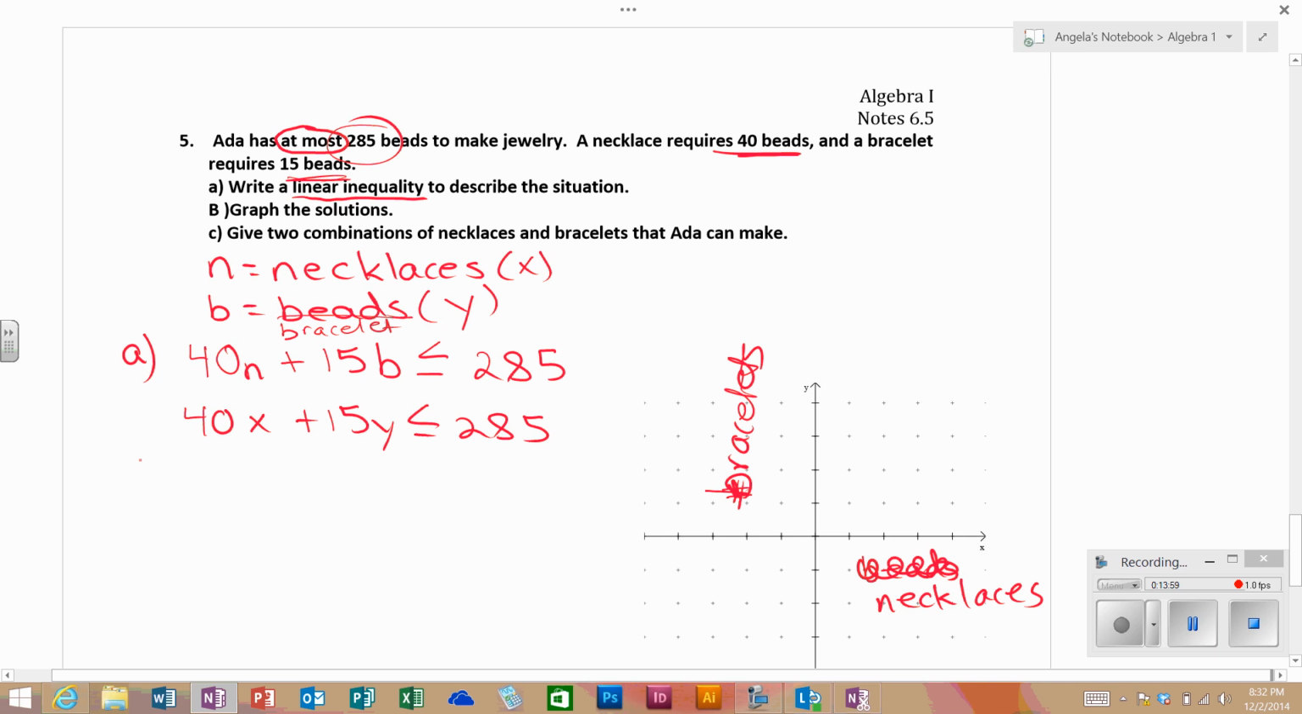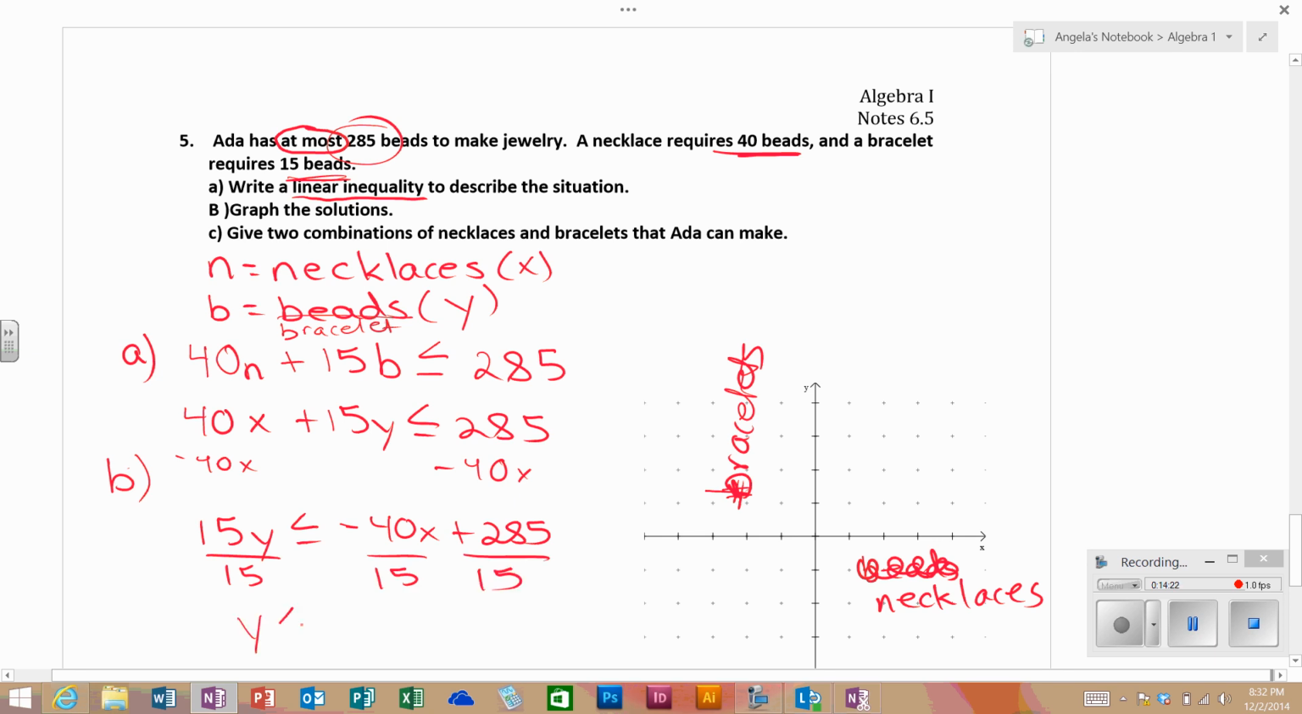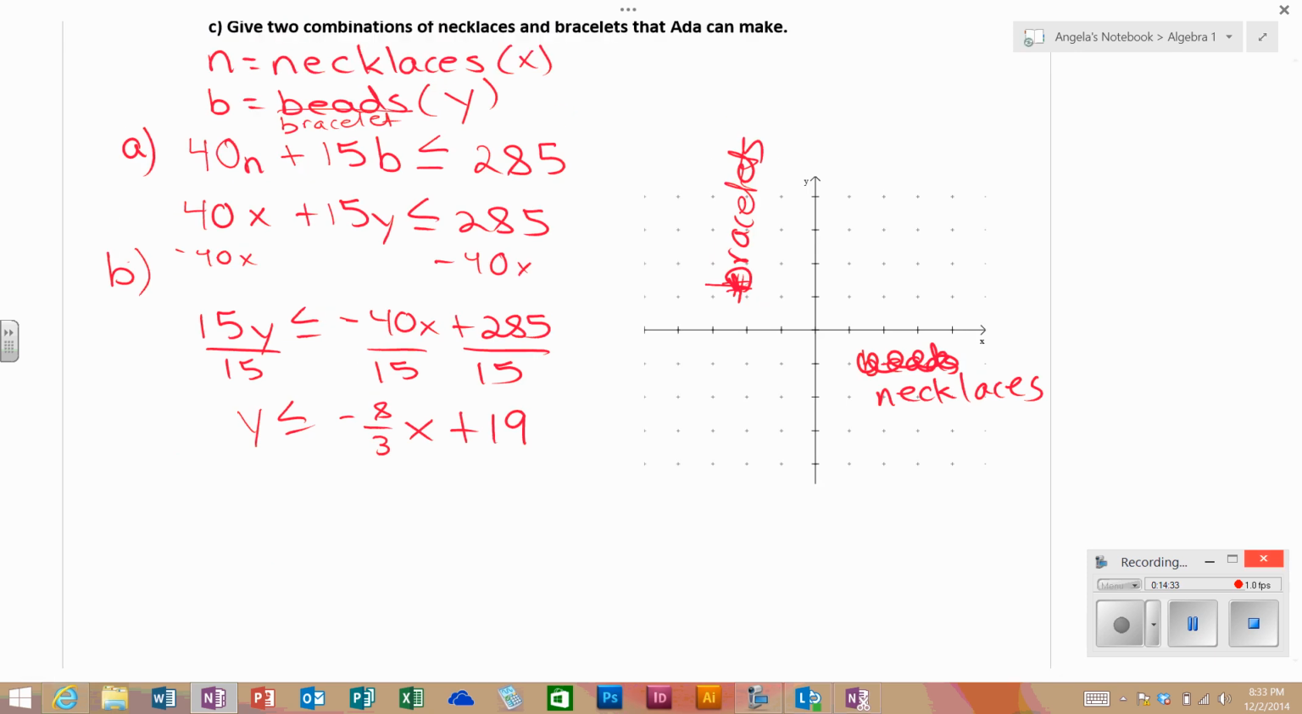All right, now part B says to graph it. Well, in order to graph, we need to make it look like a y equals mx plus b. So I'm going to move that over so I get 15y is less than or equal to -40x plus 285. And then I'm going to divide by 15. So y is less than or equal to -8/3 x plus 19. All right, here comes the fun part, graphing it. So we need a solid line, okay, because of that.